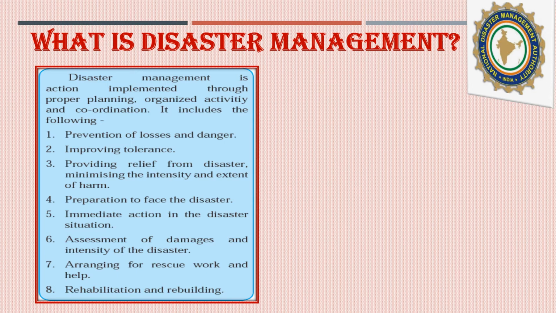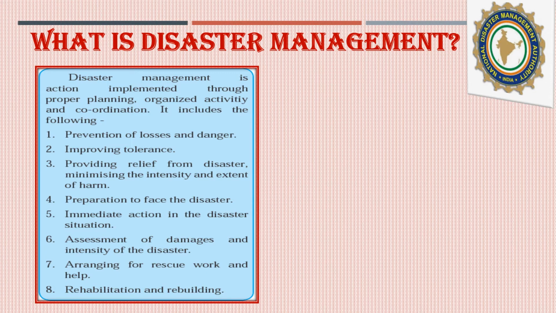Now, disaster management includes the prevention of losses and danger. As far as possible, they will reduce the loss to life of humans and animals, and lessen the danger to life and property. Now, disaster management improves tolerance in the way that they make people aware of what is going to happen, and therefore people, instead of panicking, become more tolerant and understand better what to do. They try to provide relief from disaster or minimize the intensity and the extent of the harm. They make people prepared to face the disaster.